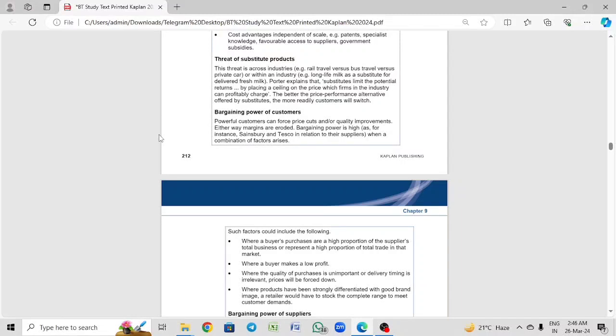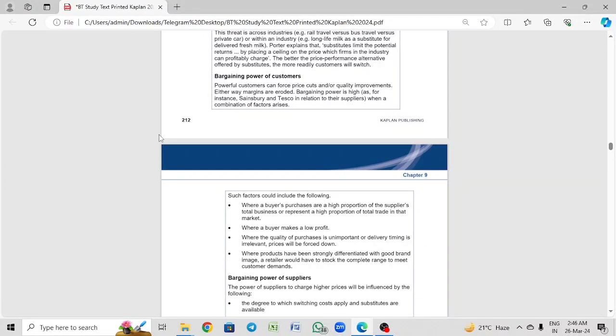the competition, okay. They will have a bargaining power: कि अगर आप हमें इस प्राइस में नहीं दोगे तो कोई बात नहीं, हम दूसरे शॉप में चले जाएंगे, दूसरे ब्रांड में चले जाएंगे. So the bargaining power of the customer does also make a lot of difference, okay.